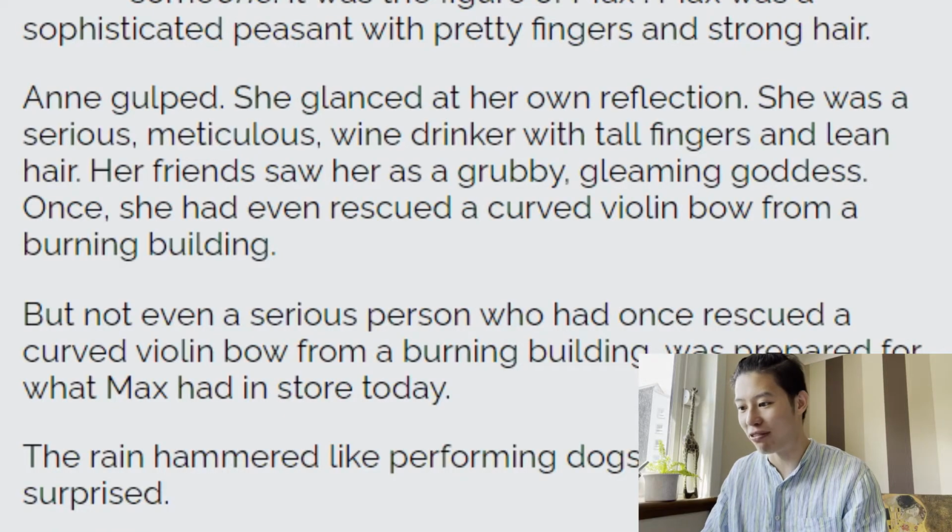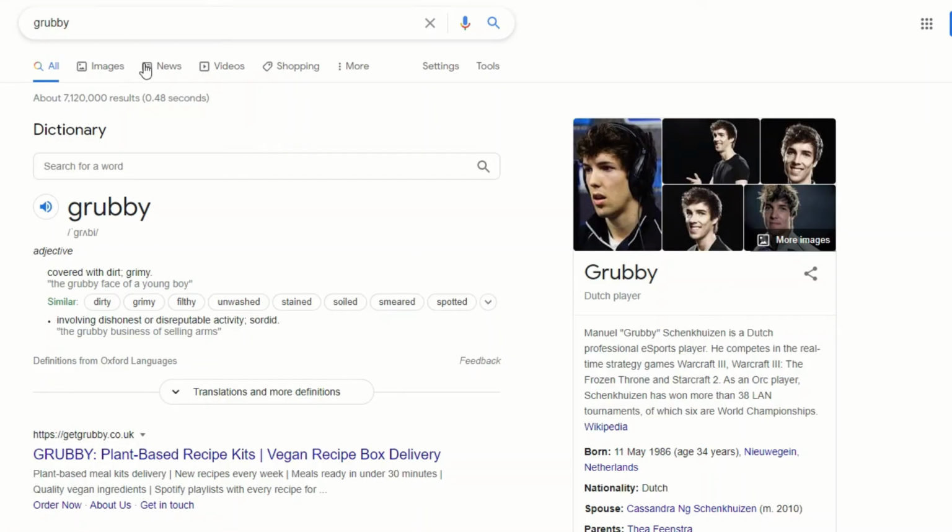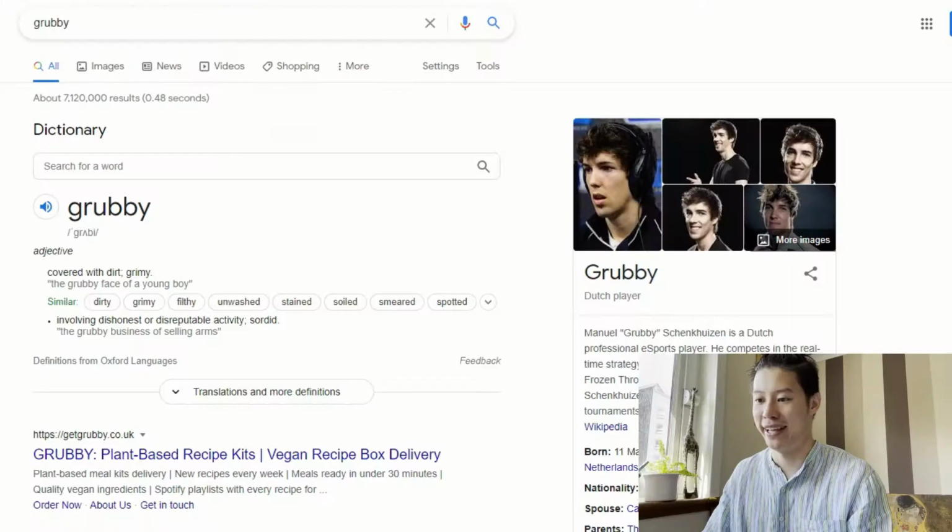She glanced at her own reflection. She was a serious, meticulous wine drinker with tall fingers and lean hair. Well, it's all about fingers and hair. Apparently, that's what the story focuses on when it comes to describing the characters. Her friends saw her as a grubby, gleaming goddess.